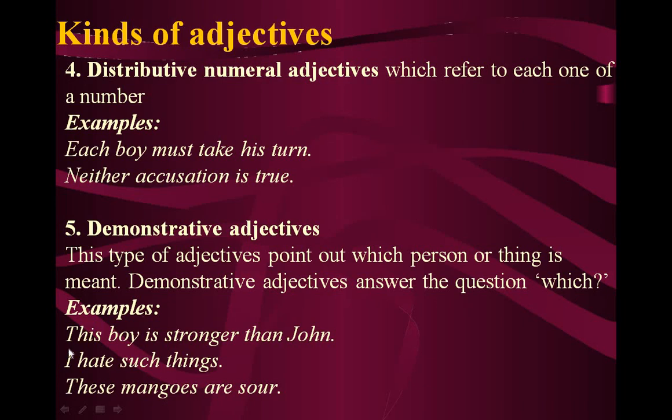Okay, this boy. Which boy? This boy, the one at whom I am pointing my finger, is stronger than John. I hate such things. Which kind of things? Such things which are lying in front of me, or which are being done in front of me. Okay, so the next one is: these mangoes are sour. Sour means these are not ripe. ये खट्टे हैं, and you can say these are not raw. If the opposite of ripe is raw, and sour means खट्टे, the opposite of sour is sweet. So these mangoes are sour.